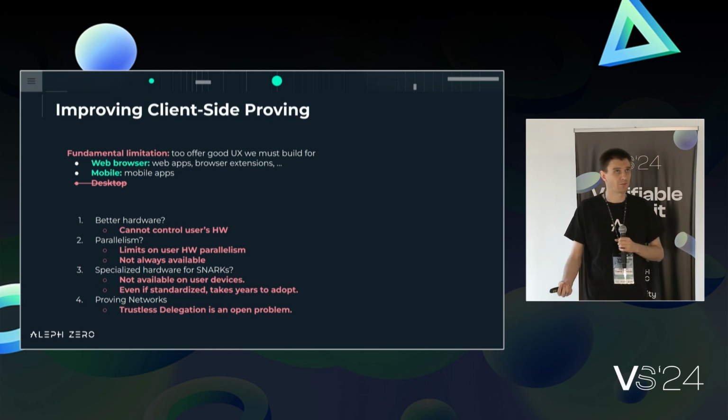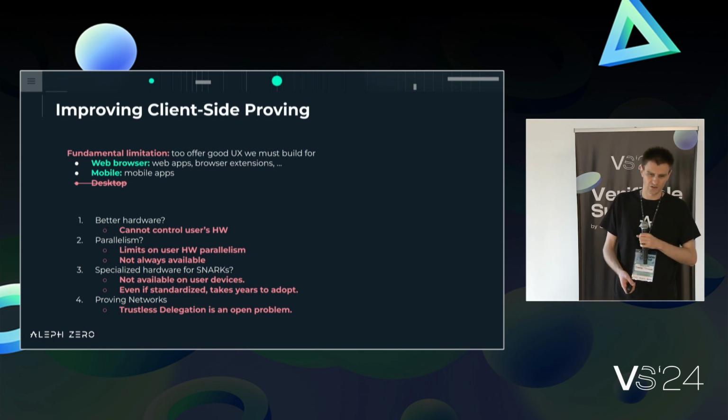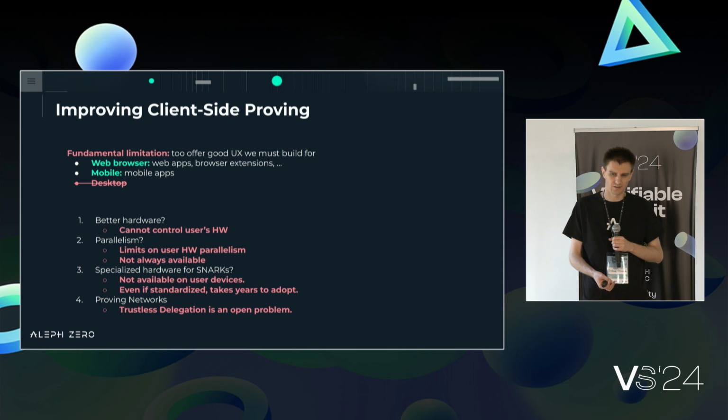So the web browser is one important platform for launching crypto products, and there are mobile phones, where you have apps for crypto. Desktop is not really a thing because it's not convenient. It forces you to install a new application on your PC. And even though we would like it, because proving on desktop is much, much faster than proving in a web browser or on mobile, we cannot really do that. So this is annoying. And what's even more annoying is that all these ideas that we analyzed before are not really possible for client-side proving.